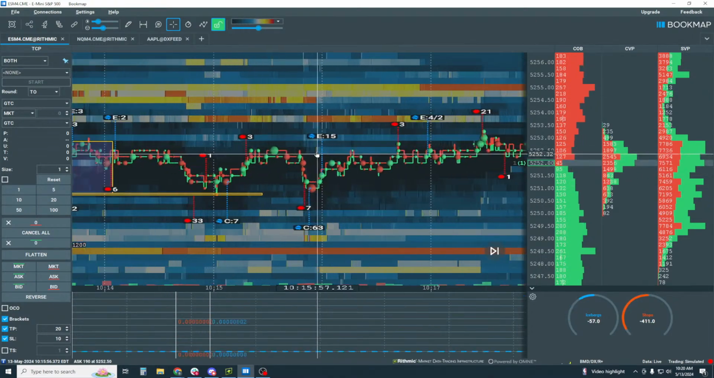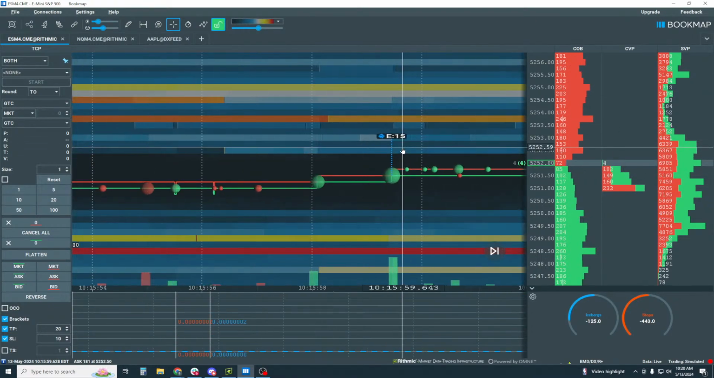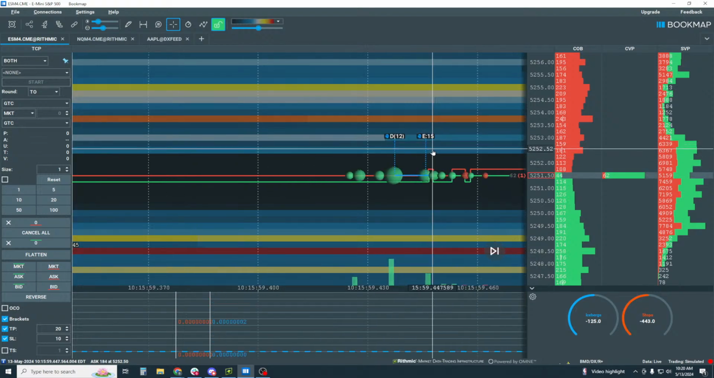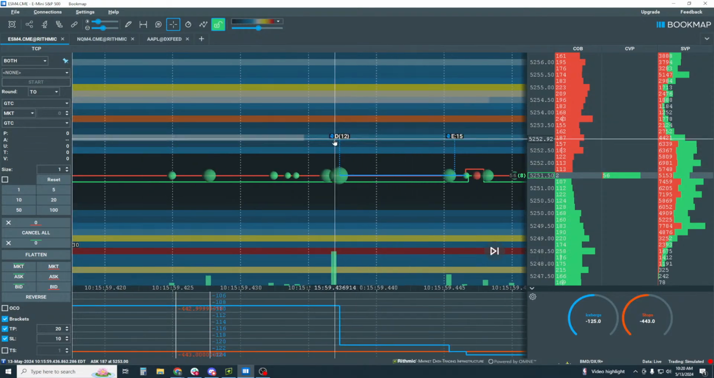All right, here's another one up here, but it's only 15. But see the E means executed. Okay, we know when it's detected, when other transactions take place, and if it's fully executed, we know that as well.